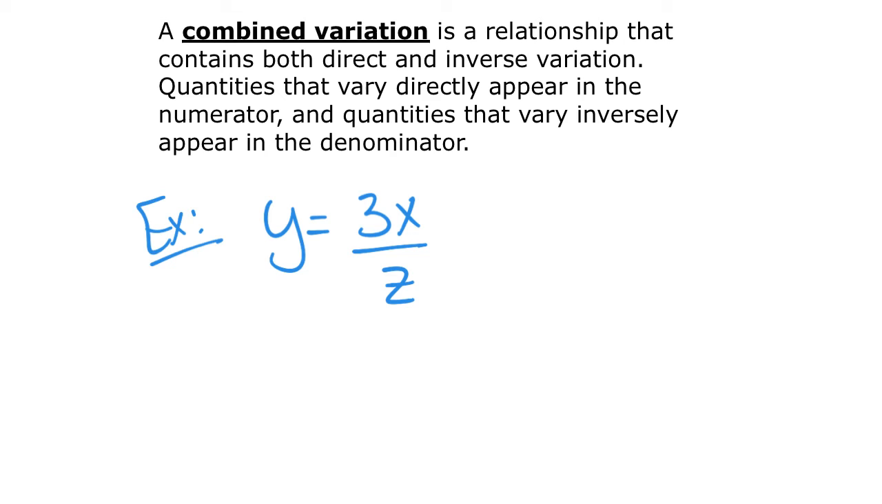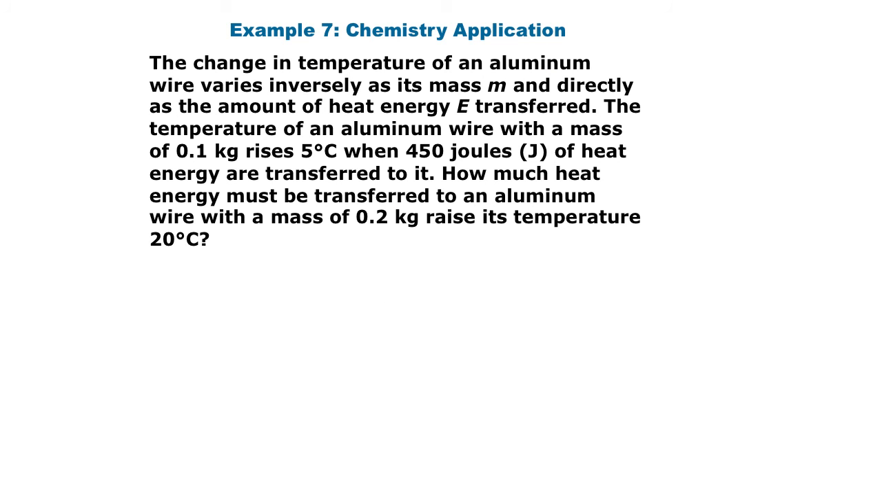Combined variation is something that includes both direct and inverse variation. So here's an example. This would be that y varies directly with x, because that's in the numerator, and inversely with z, so that would be in the denominator. So you have multiple things happening in the same equation. So how we read through these problems is really important, so let's start with this one.